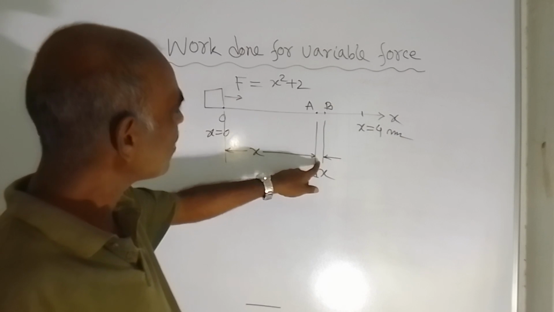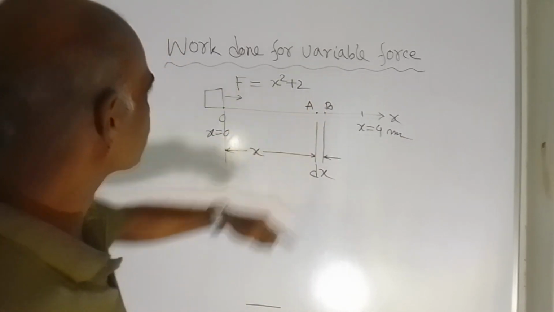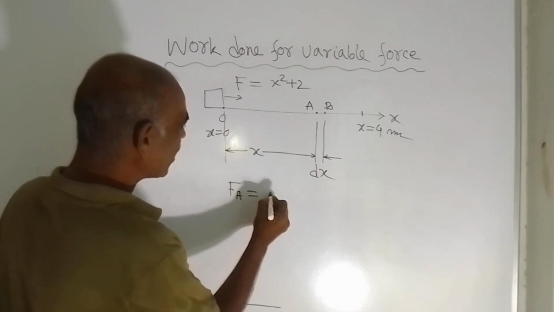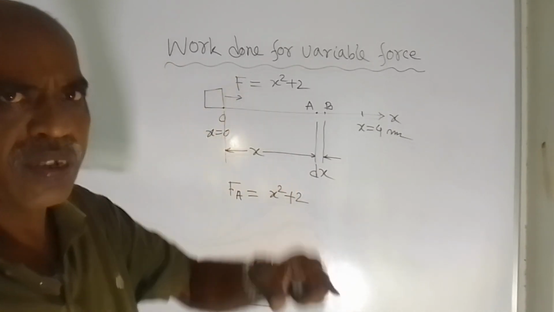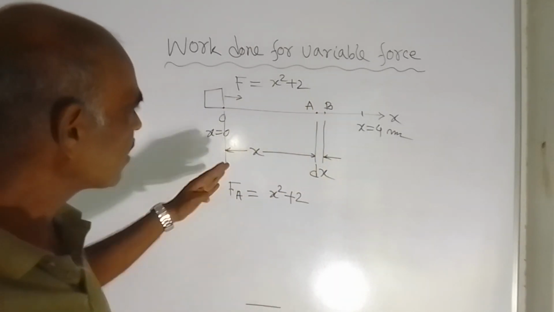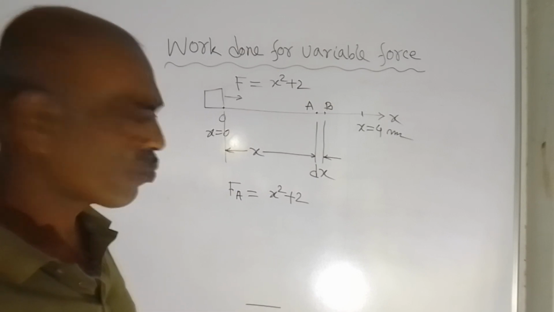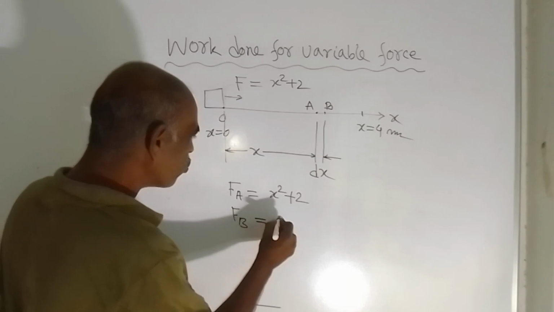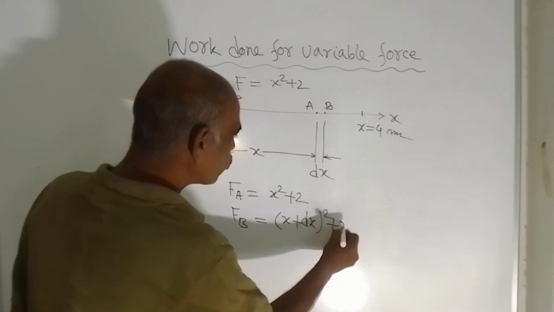what is the force here at point A? That will be denoted by this expression. So the force at point A is x square plus 2, because the location is x and f is given as a function of x. And at location B, what is the distance from the origin? It is x plus dx, right? So at point B, the force is equal to (x plus dx) whole square plus 2.